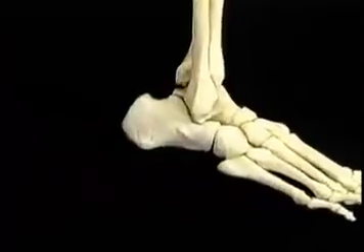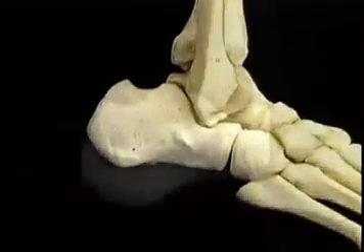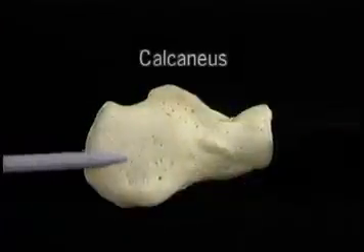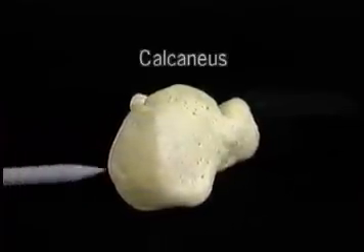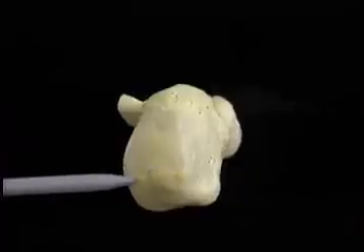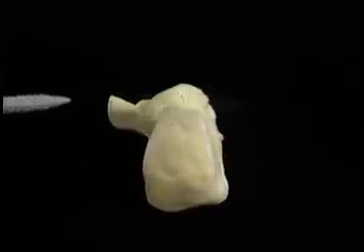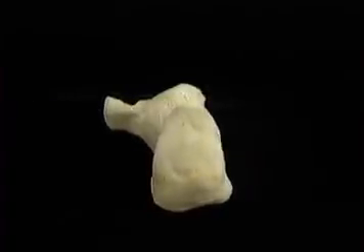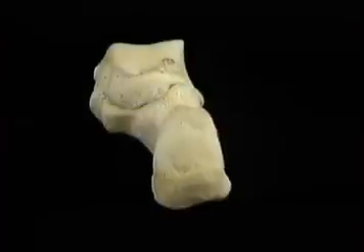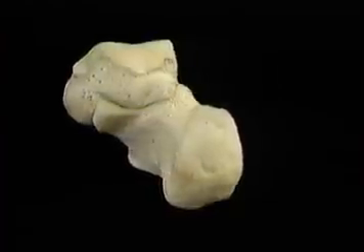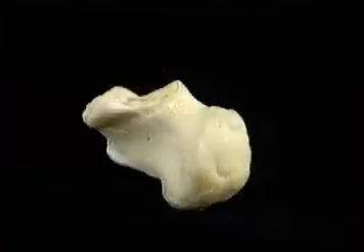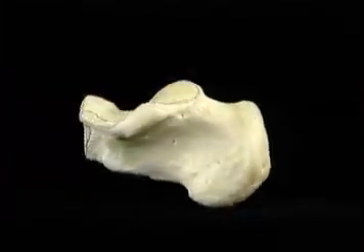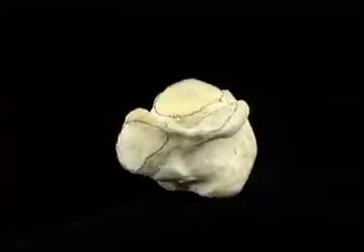Now let's look at the calcaneus by itself. The posterior part of the calcaneus forms the heel. The massive calcaneal tendon, also called the Achilles tendon, is attached here. Here on the medial side, there's a projecting shelf, which the medial part of the talus sits on, called the sustentaculum tali. On the front of the calcaneus, there's an articular surface for the cuboid bone.